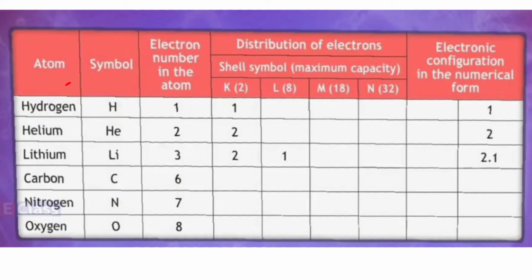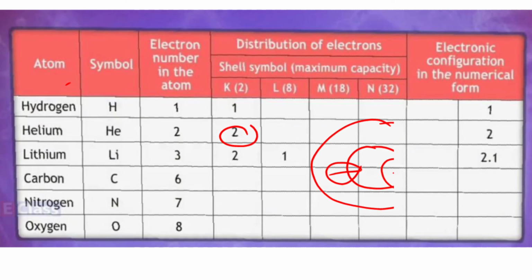For example, hydrogen, only 1 electron is there, so we have 1. Helium, 2 electrons are there, so we have 2 here, correct? So the electronic configuration is just 2. Now lithium, what will happen? 3 electrons. The first orbit holds only 2, so the third has to go to the second orbit. So we will write down first orbit 2 and then second orbit 1. Got it? How we have written? So we will be writing 2 and 1.